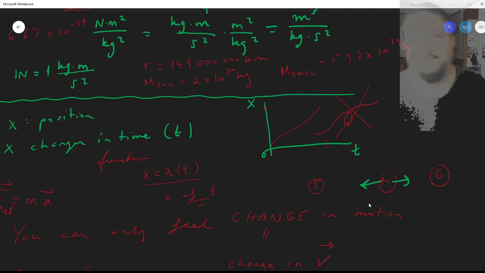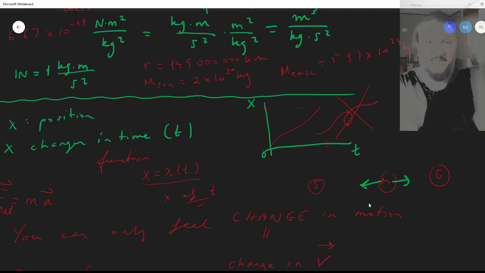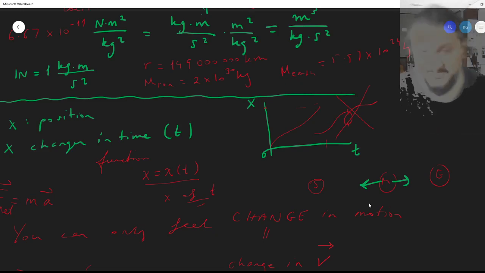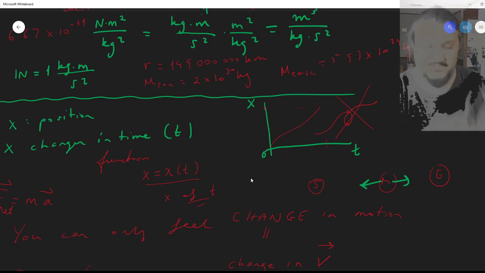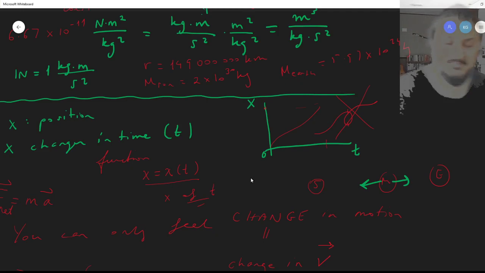What will be the net force on the Moon? Because one is pulling that way, the other one is pulling that way. You subtract this from that, you find the net force, okay? These are really fun exercises, and they're not very simple if you're not used to dealing with numbers with exponents, and you can easily make mistakes.